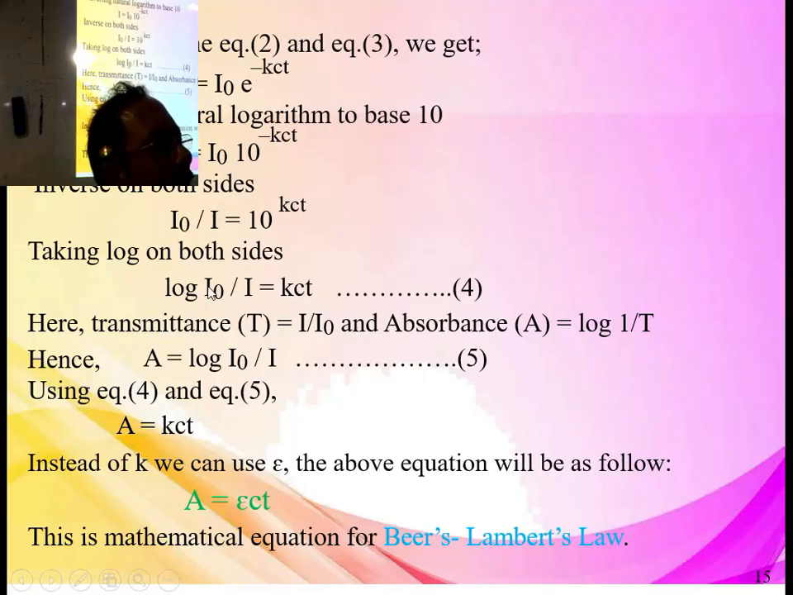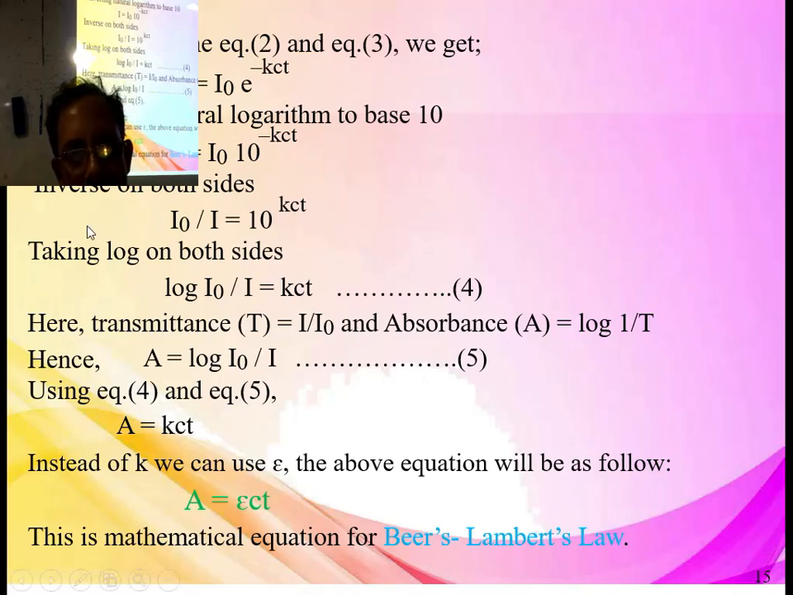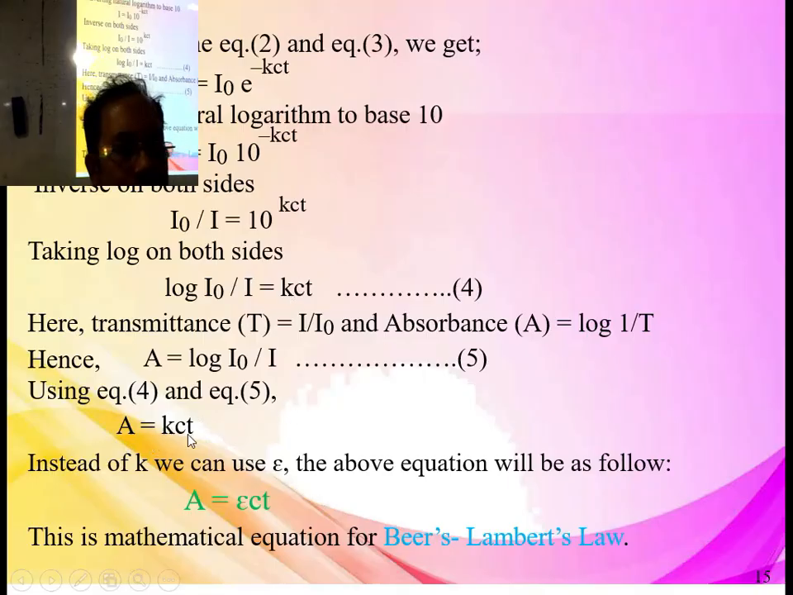I naught is what? Incident light, and I is transmitted light passing through. The amount falling onto the matter, and then how much is coming out. Some amount is absorbed. So here, absorbance A equals log of I naught by I. If I put it here, it will be A equals KCT. These two things are there, C is there and T is there. These two parameters. So A equals KCT.